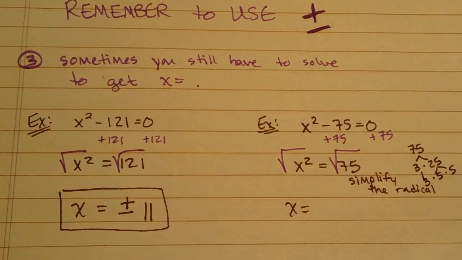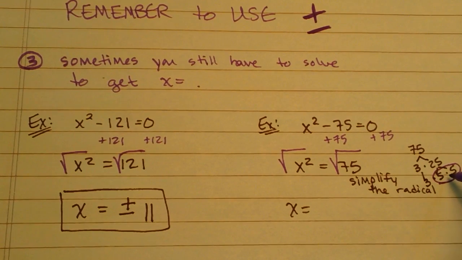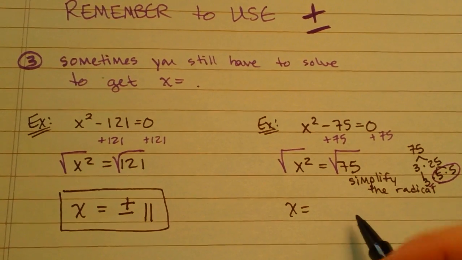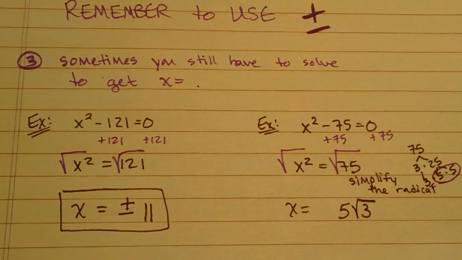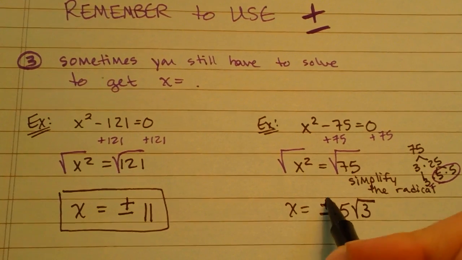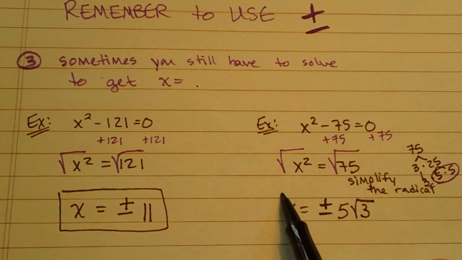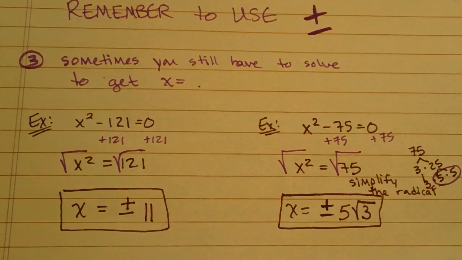The 3 doesn't break down any further, but the 25 can break down into 5 times 5. So remember, in square roots, we bring outside in front of the radical any pairs, so the two 5s will come out and turn into one single 5, and that 3 will be stuck inside the radical. So I will have 5 times the square root of 3, and I have to remember to put my plus and minus symbol out in front. So it is plus or minus 5 times the square root of 3. So positive 5 radical 3 and negative 5 radical 3 are the two solutions to that equation.